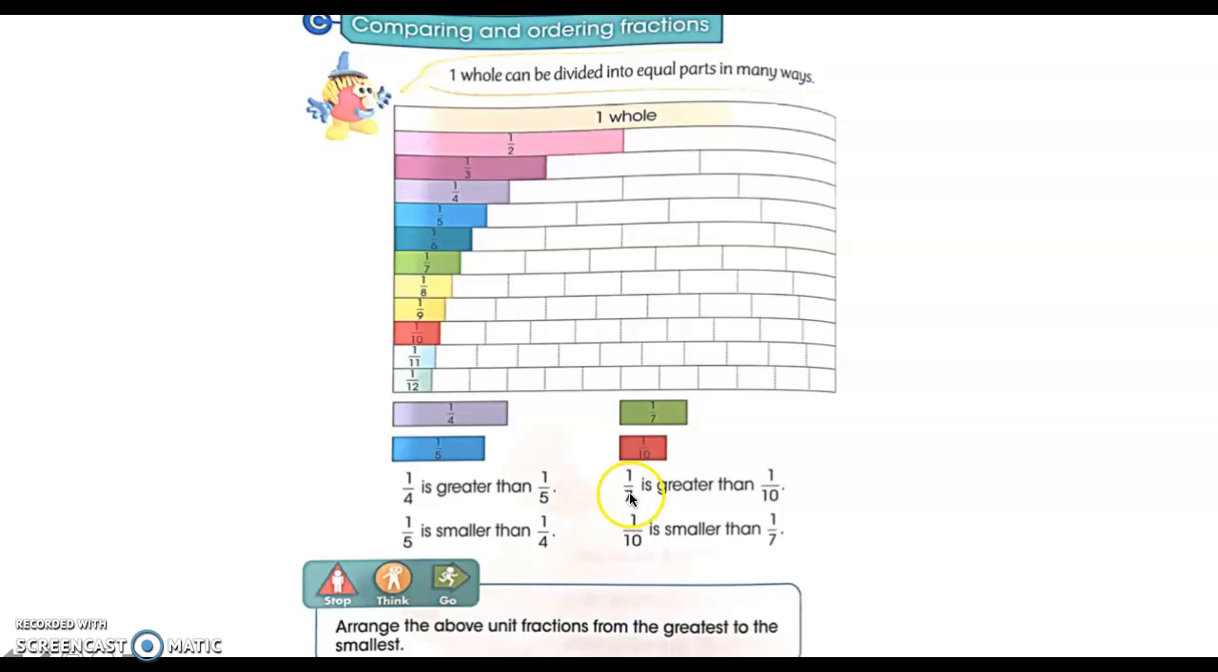So 1/7 and 1/10. 1/10 is smaller, 1/7 is greater, isn't it? Arrange the above unit fractions from the greatest to the smallest. If we arrange from the greatest to the smallest, it will be 1/4 first, 1/5 second, third, fourth.